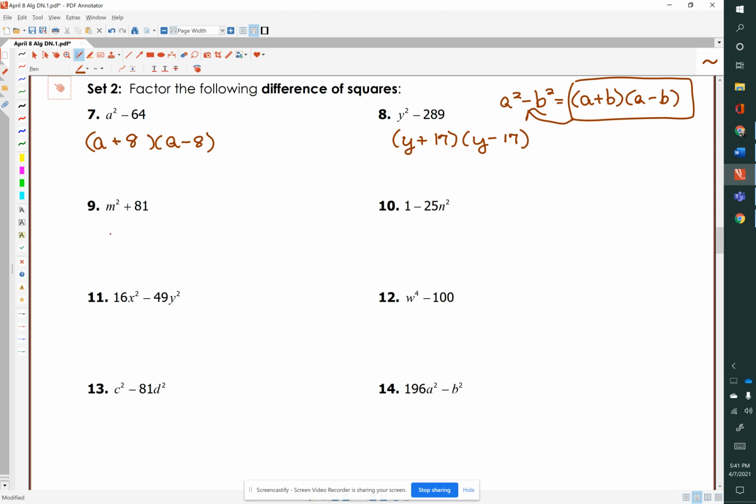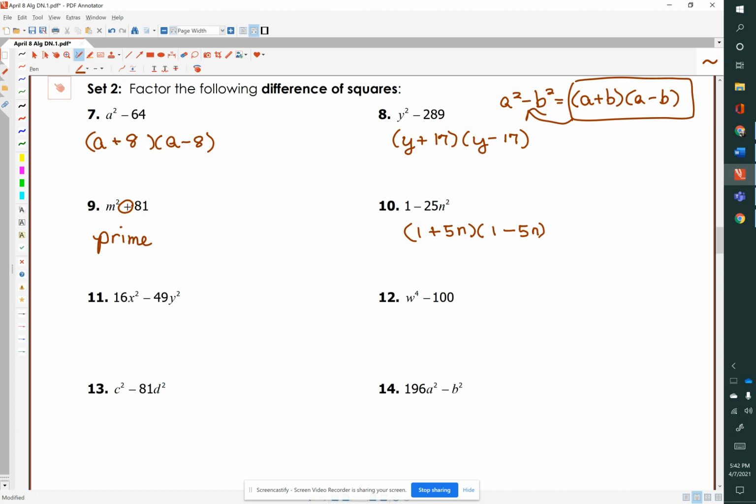Number 9, m squared plus 81. We've got a problem. It's not a difference of squares, so we're going to call that prime. Number 10, 1 minus 25n squared. Well, the square root of 1 is 1, and then the square root of 25 is 5, and the square root of n squared is n. So the second term will be 5n.